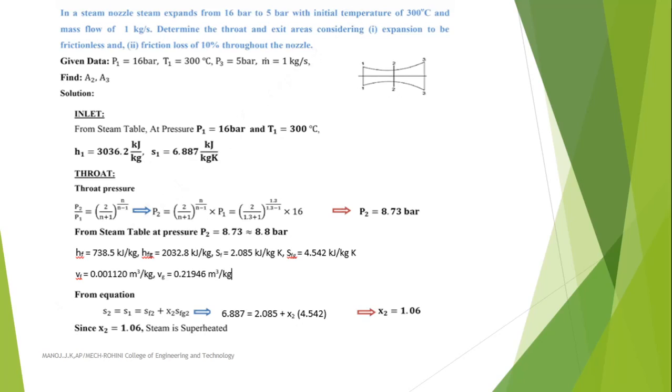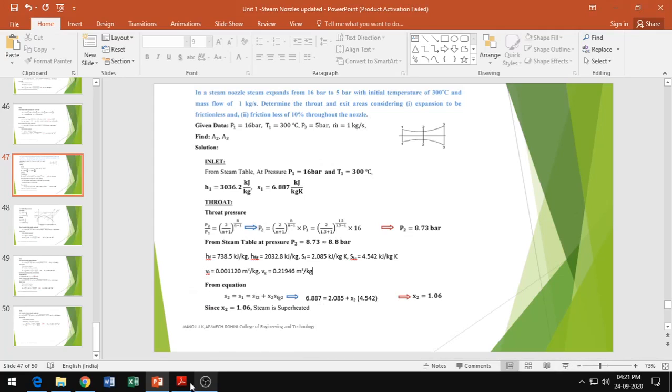Let's come to the problem. At first we are going to find the parameters for the initial condition. The initial condition is given as P1 equal to 16 bar and T1 equal to 300 degrees C. As we know, the initial state of the steam is superheated. With the help of the steam table, we can take the readings. So I am going to the steam table. I ask everyone to look here.